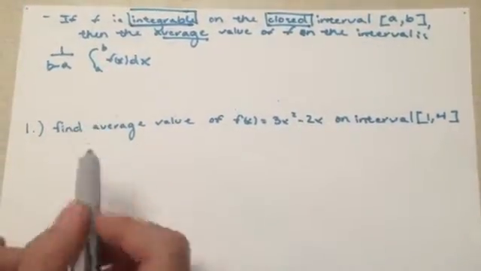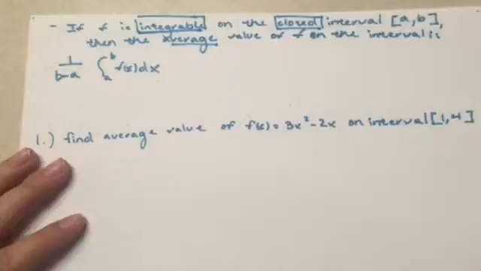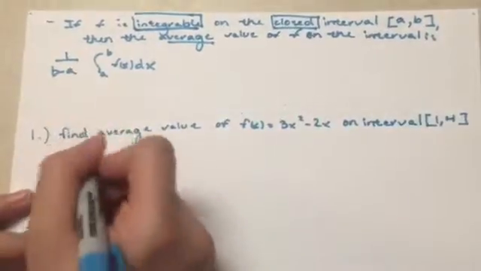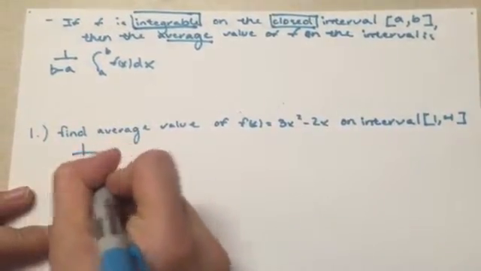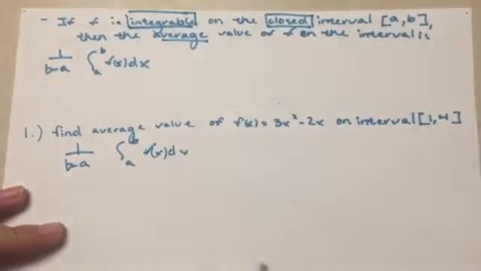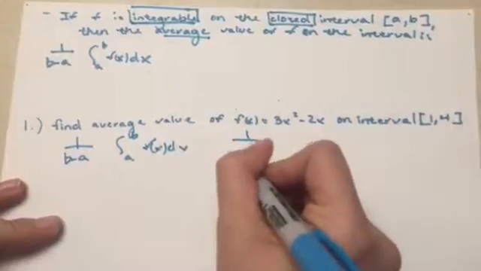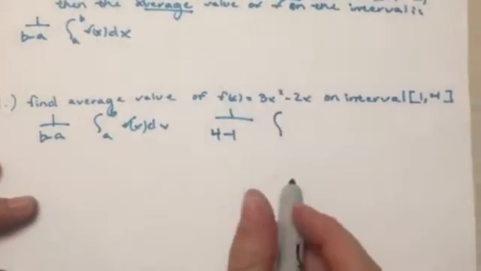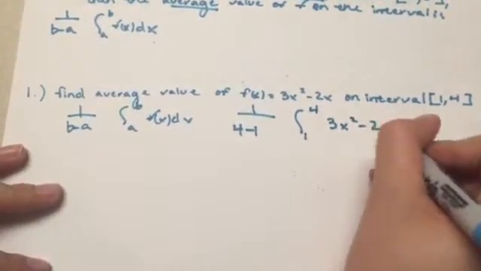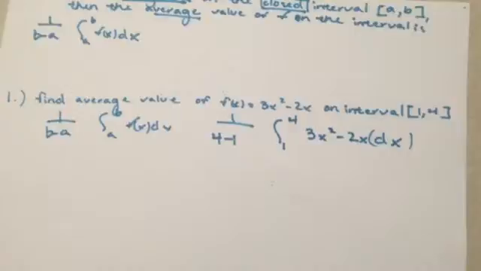So if we work out this problem, find the average value of f(x), the function 3x squared minus 2x, on the interval of 1 to 4. First, we are going to write in our equation. So we know it's 1 over b minus a of the integral from a to b of f(x) dx. What is b? We know b is 4 and a is 1. So this is 1 over 4 minus 1 times the integral from 1 to 4 of 3x squared minus 2x dx.